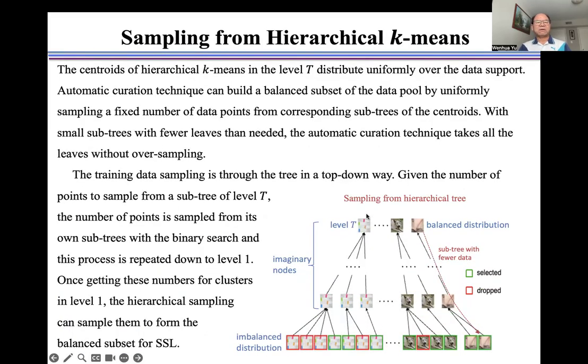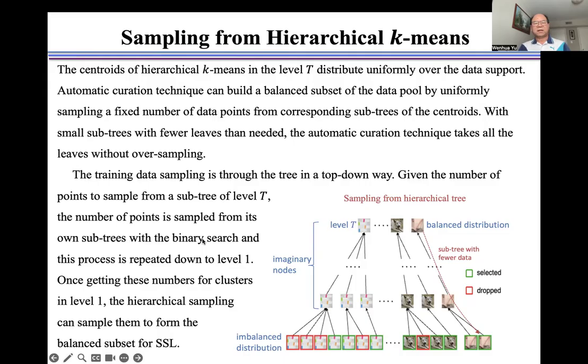The centroids of hierarchical k-means at level t distribute uniformly over the data support. The automatic curation technique can build a balanced dataset from the data pool by uniformly sampling a fixed number of data points from the corresponding subtrees of the centroid. For small subtrees with fewer leaves than needed, the automatic curation technique takes all the leaves without oversampling, as shown here, for example.